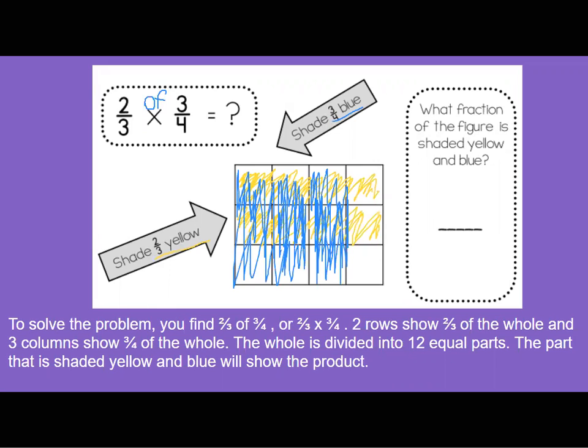And again, we now want to focus on the part that is shaded both yellow and blue because that is going to show us the product. I'm going to circle the pieces that are yellow and blue. If we count, we see there are 6 yellow and blue pieces, and there are 12 equal parts in the whole. So that represents 6/12. I also know that 6 is half of 12, so that shows me that this is equivalent to 1/2. So 6/12 or 1/2 would be our product.